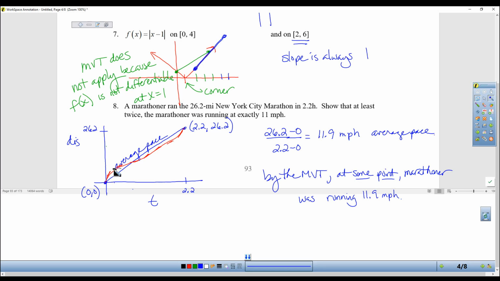They were probably going faster than that in the beginning. At some point, they might have been going slower. It's 2 hours. They might have stopped at some point for one of those quick drinks, and maybe running faster at the end. But that was their average pace. I can't actually figure out when they were doing that because I don't have a function and a derivative, so I can't really apply the mean value theorem. But I do know that at some point it was happening. I just can't figure out where. But that's not their question.